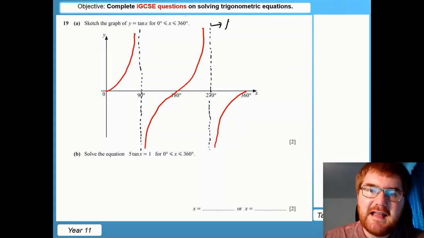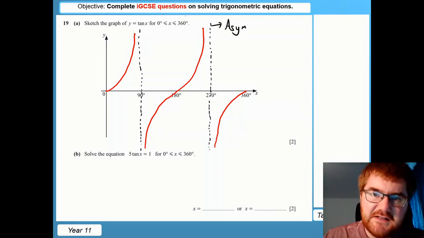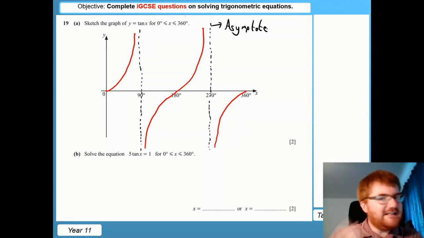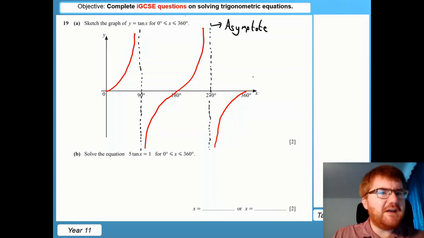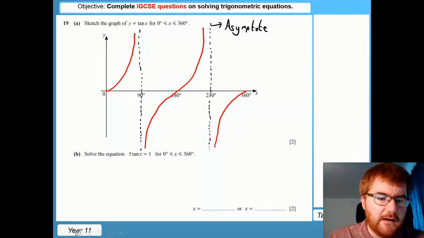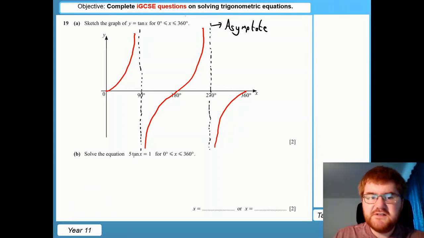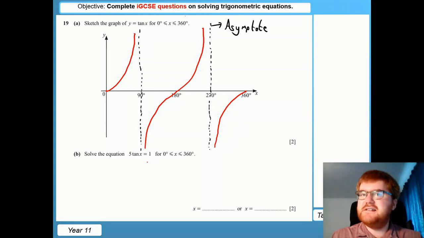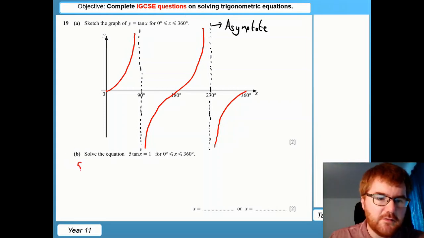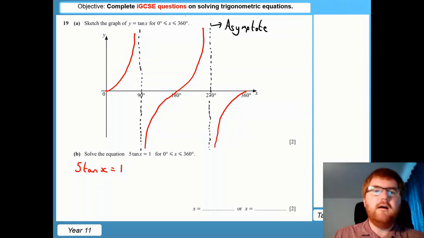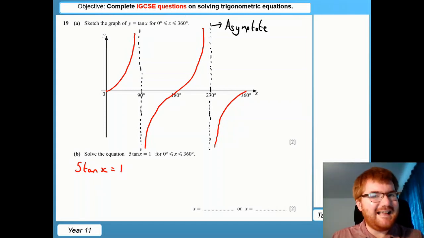So I'm going to highlight that here. Again, you wouldn't need to write this in the exam, but just to tell you what this line it's heading towards is. And we're actually going to use this to help us answer part B as well. So we need to solve this equation. We're going to do it in the same way that we did the previous question. So 5 tan x is equal to 1. Our first strategy is to get the tan x on its own.